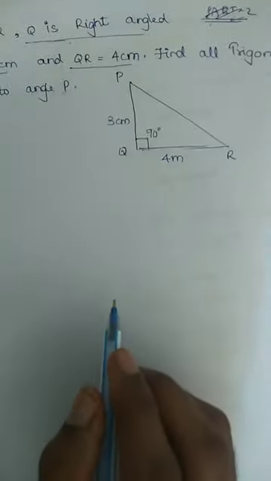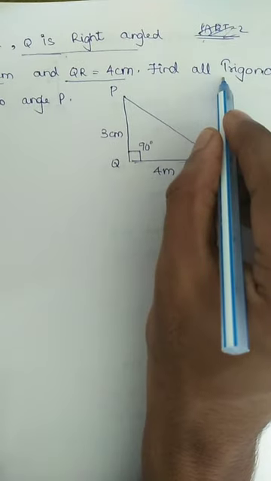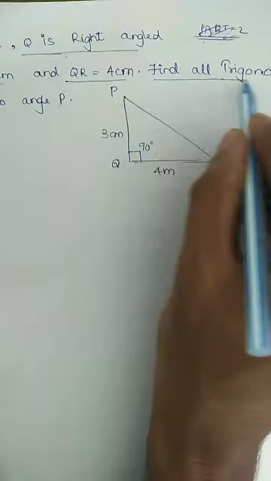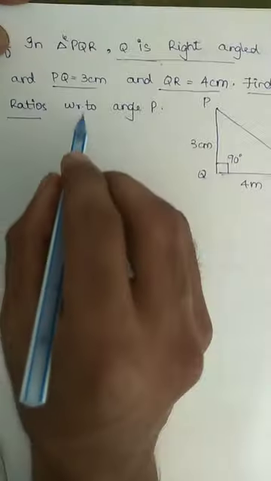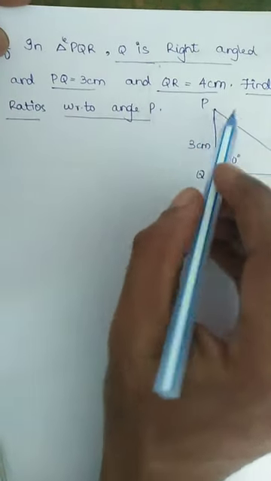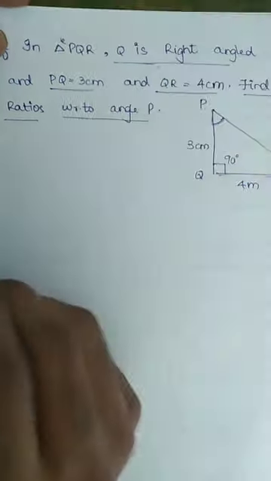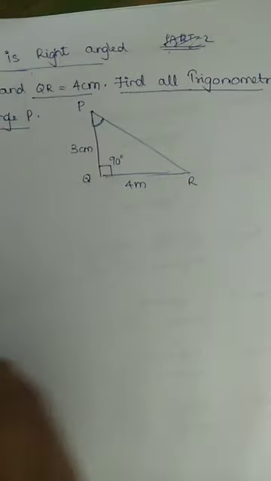Then the question is, they're asking to find all trigonometric ratios with respect to angle P. So this is the angle. So with respect to this angle, we need to find all the trigonometric ratios.